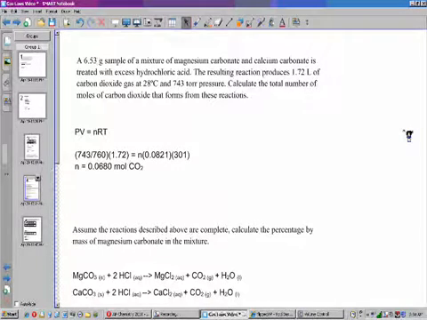This is a simple PV equals nRT. The conversion between atmospheres and torr is just that 1 atmosphere equals 760 torr. You also have to convert 28 degrees Celsius into 301 kelvins. Just plug that all in after you do your conversions, and you should get 0.068 moles of carbon dioxide.